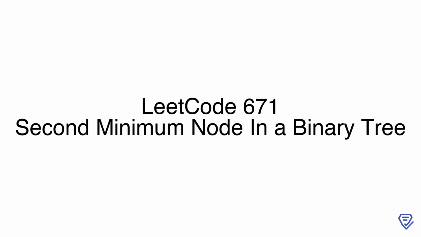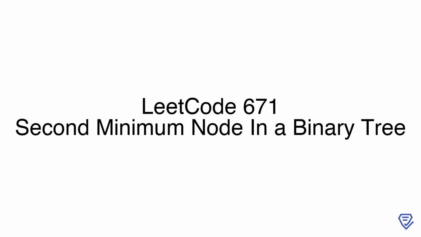Today, we'll be exploring problem number 671, titled Second Minimum Node in a Binary Tree. In this problem, we'll dive into an interesting binary tree scenario where the goal is to identify the second smallest value among the unique node values. It's a great exercise for practicing tree traversal and problem-solving skills.